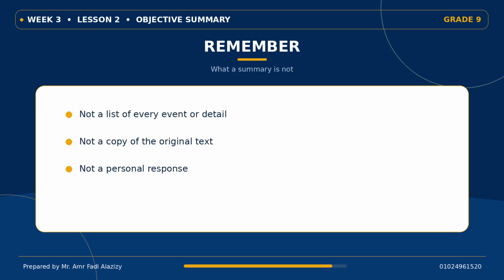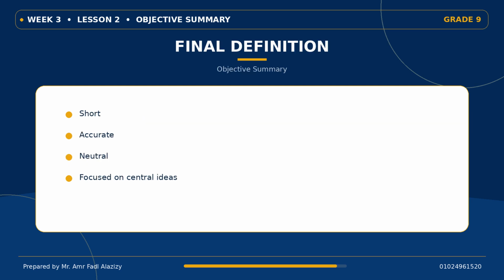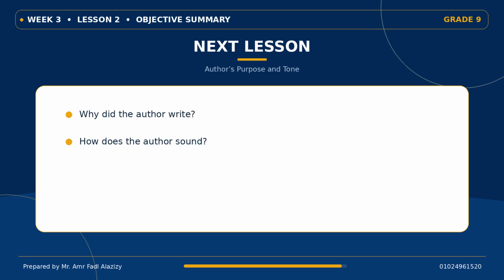Remember, a summary is not a list of every event or detail. It is not a copy of the original text, and it is not a personal response. An objective summary is a short, accurate, and neutral explanation of the text's central ideas. In the next lesson, we will learn how to identify the author's purpose and tone.